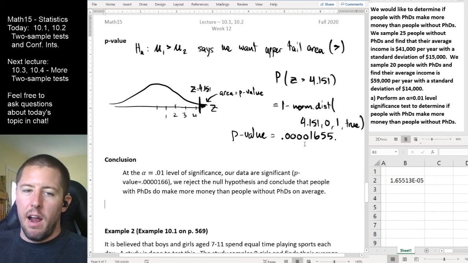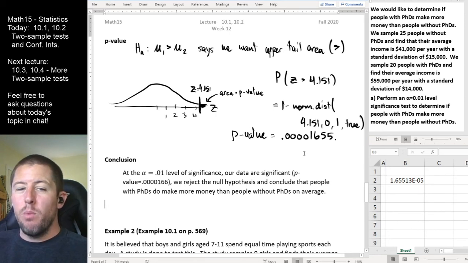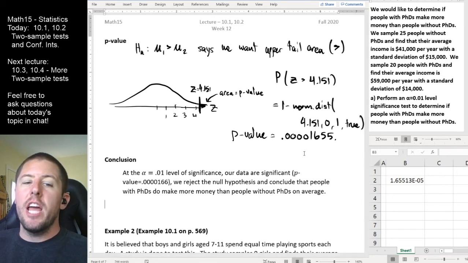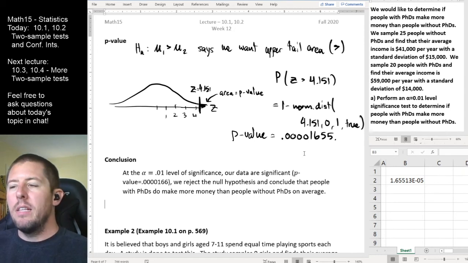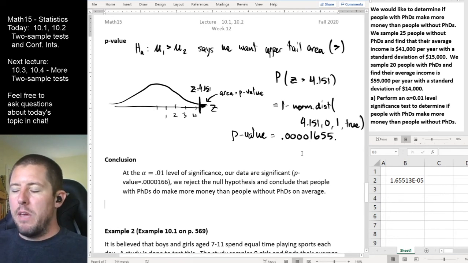because of the fact that this was much more rare than our rareness cutoff. Our alpha value is 0.01. That said to us, if we see any event more rare than just a 1% chance, that's going to be rare enough for us to change our minds. And we saw something that was more rare than a 1% chance, and so we changed our minds. We no longer think the null hypothesis is true. We now believe that the alternative is true, that people with PhDs make more than those without.